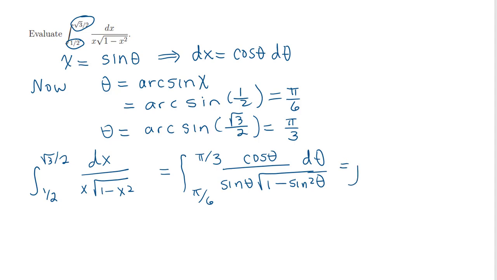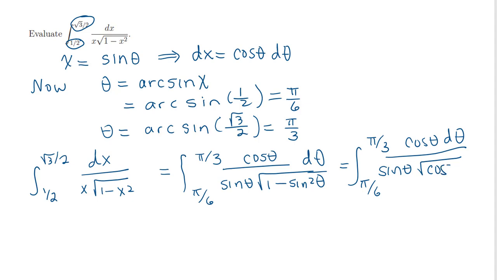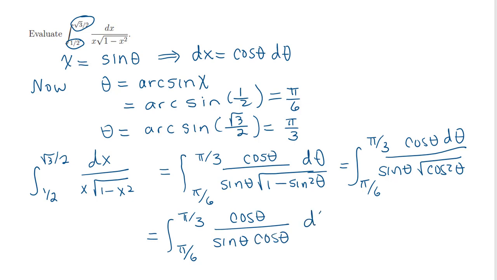Let's do some basic trig, which will give you the integral from pi over 6 to pi over 3 of cosine theta d theta, divided by sine theta, and under the square root would be cosine squared theta. Let's continue. You've got cosine theta divided by sine theta, and now looking at the cosine squared theta under the square root, that would simplify to cosine theta. Let's not forget the d theta.